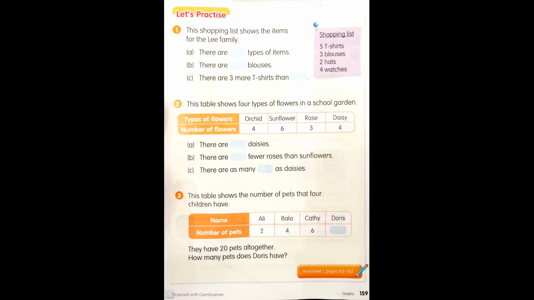So they have 20 pets. All together there are 20. Let's count. 1, 2, there's 2. Let's put them all together. 2, add 4, add 6. So 2 and 4 is 6. 6 and 6 is 12. But Doris has nothing, but they all should be 20. So poor Doris, we don't know how many she's got. They have 20 pets all together. So how many does Doris have?